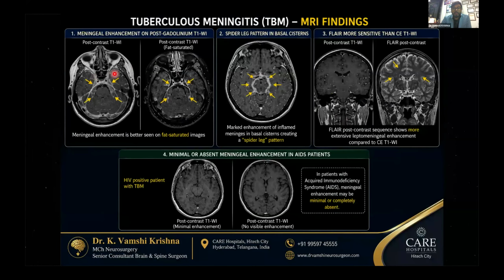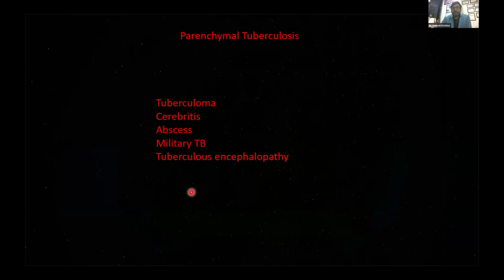And when you get in contrast, the classical appearance is the spider leg appearance. You can see the marked enhancement of the inflamed meninges in the basal cistern. It is called spider leg appearance. As already discussed, the meningeal enhancement in HIV or AIDS patients will be a little less when compared to other cases. Coming from the meninges, when it moves into the parenchyma, they present as tuberculoma.